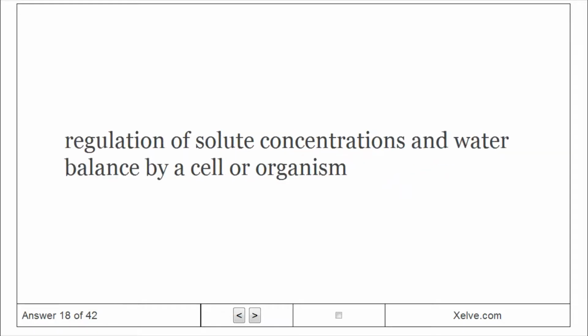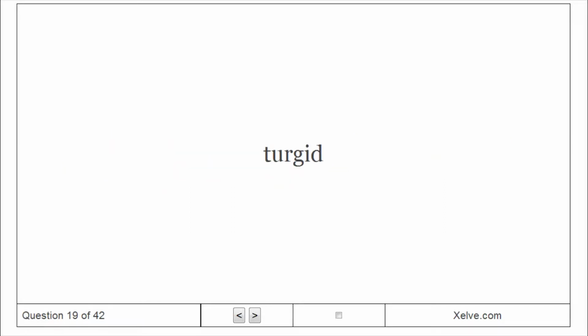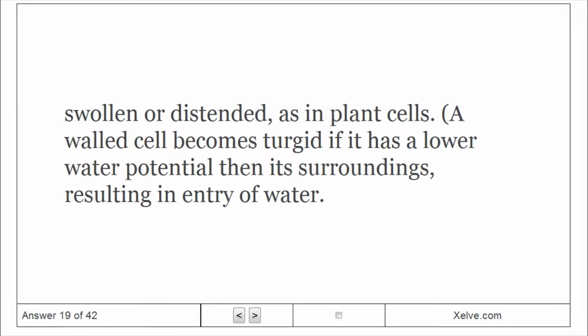Osmoregulation, regulation of solute concentrations and water balance by a cell or organism. Turgid, swollen or distended, as in plant cells. A walled cell becomes turgid if it has a lower water potential than its surroundings, resulting in entry of water.